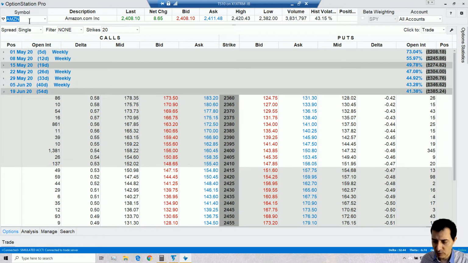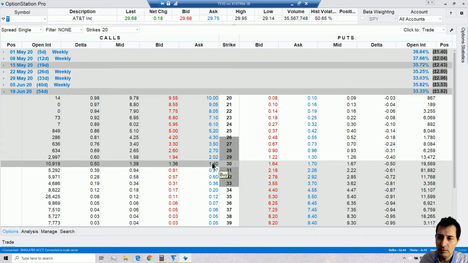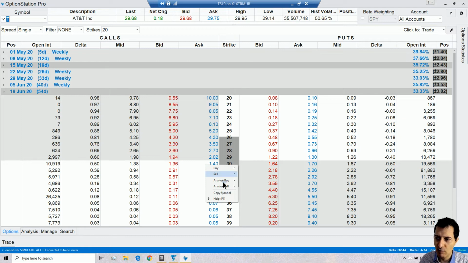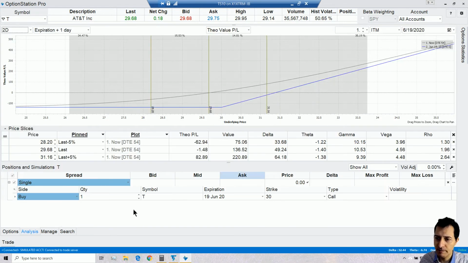So I'm going to go back to AT&T. Okay, so back to AT&T. Let's say you buy the 30 call. That would imply you paying $140 per share. Okay. Now you have two ways to deal with this. I'm going to right click, analyze and buy a single call.